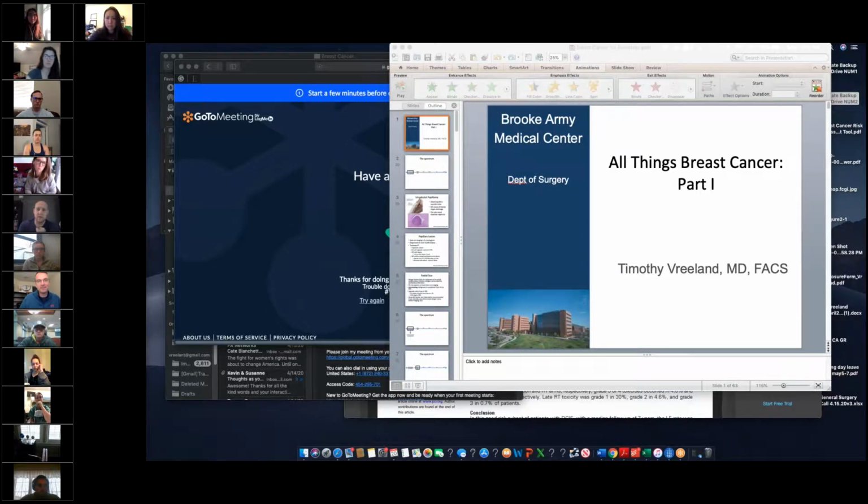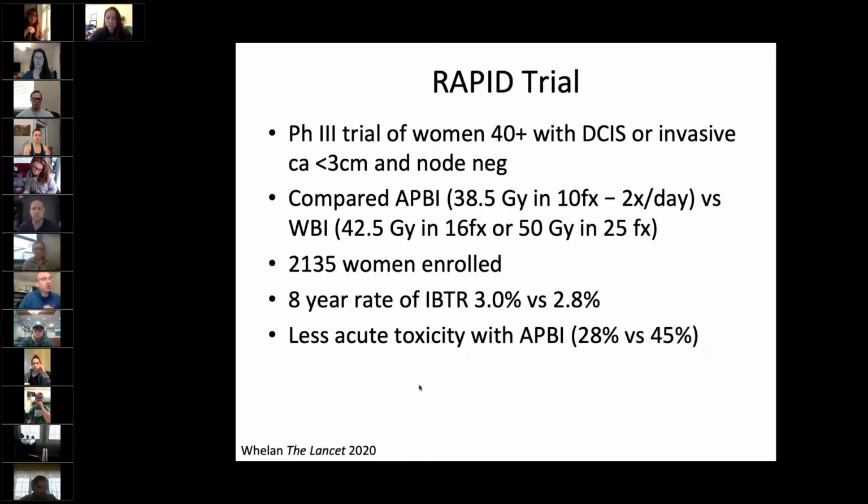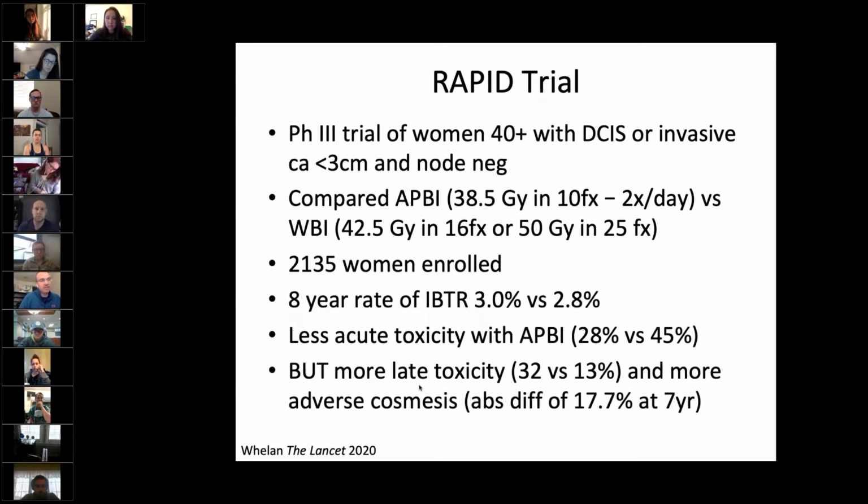Skin change with the increased dosing over a shorter period of time. Okay, yeah, so basically cosmetic effects. Short-term toxicity was actually lower with accelerated partial breast radiation, but late toxicity and cosmesis was worse. There was an absolute difference of 17.7% in the patients' subjective perception of their cosmesis at 7 years. So that is one issue, that if you have a young woman who is going to be very worried about cosmesis, it might be worth doing standard radiation as opposed to accelerated.